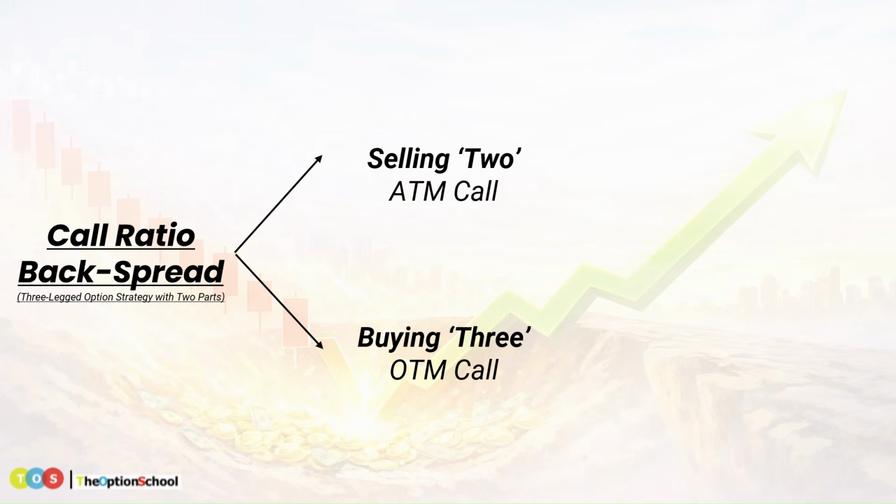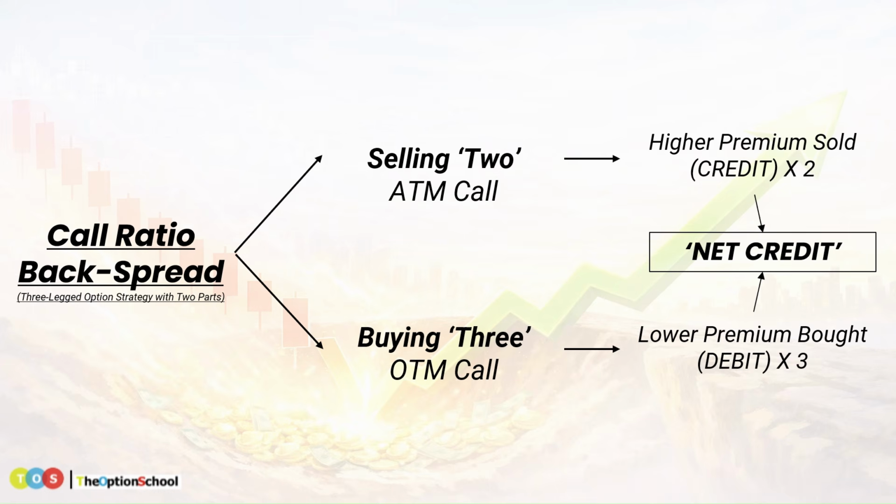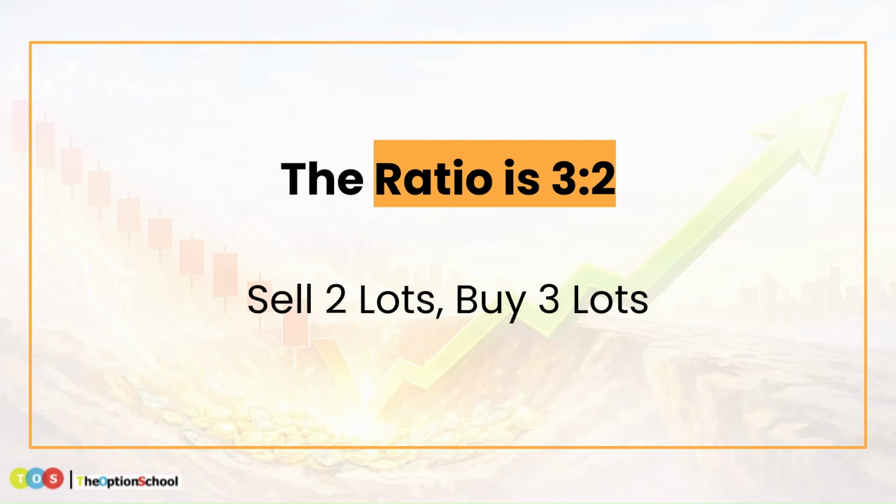The setup consists of selling two at the money calls and buying three out of the money calls. There is a particular way of doing this, and I am going to show you. The trade needs to be created in such a way that the sold premium is more than the purchase premium, so ultimately the trade is in a net credit only. Buying three lots and selling two lots converts it into a ratio of 3 to 2.